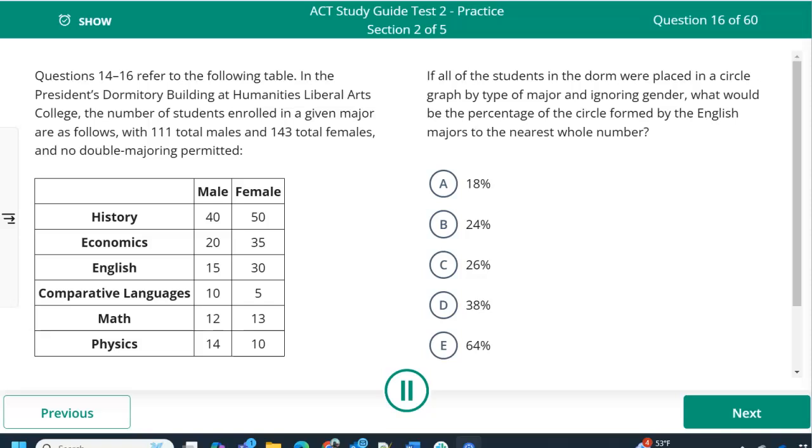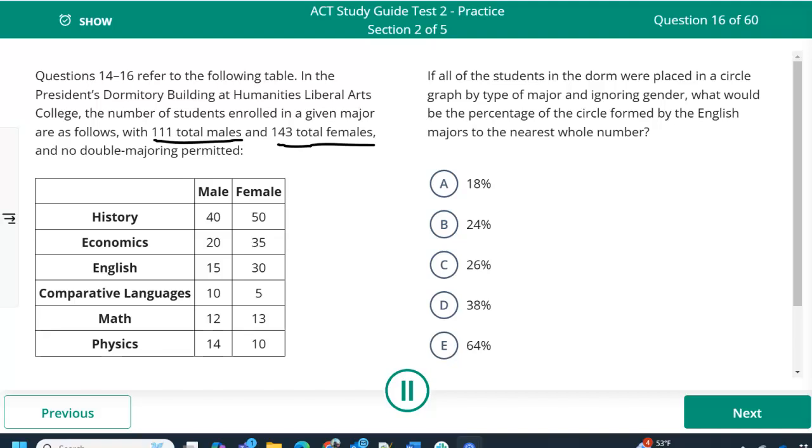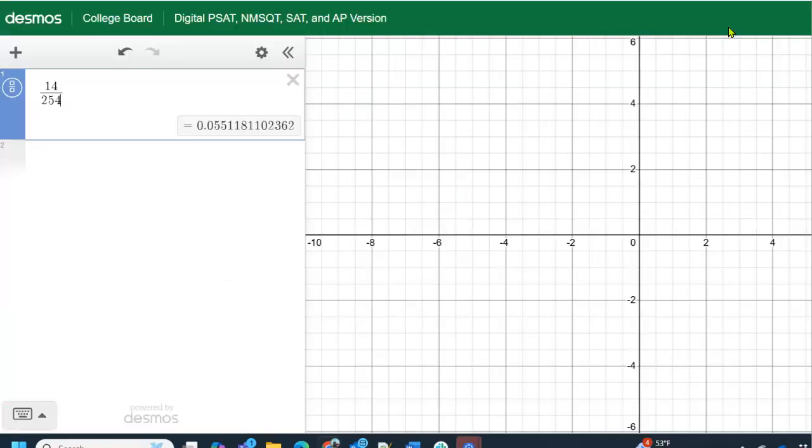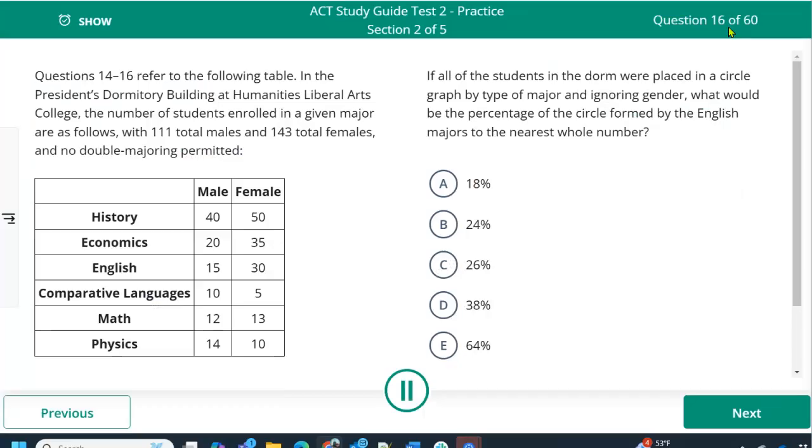Well, all right, so again, we've got 111 males. We have 143 females. We're going to put everybody in a circle. It's 254. And how many English majors do we have? 45. All right. So that is the answer, 45 over 254. I think we'll just plug it in the calculator. 45 divided by 254 to the nearest whole number. Well, it's 17.7, so the nearest whole number is 18. Let's go with that.